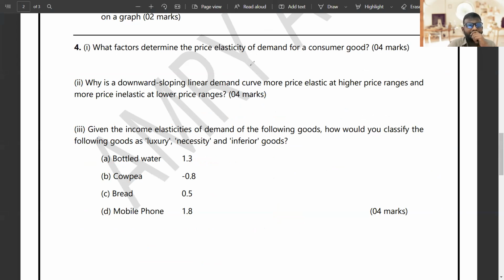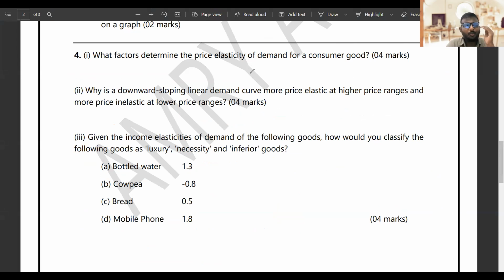And then you have a very, very interesting question. Why is a downward sloping linear demand curve more price elastic at higher price ranges and more price inelastic at lower price ranges? What do you think the answer is? Don't say the answer, just tell me, do you think you know the answer for this question?